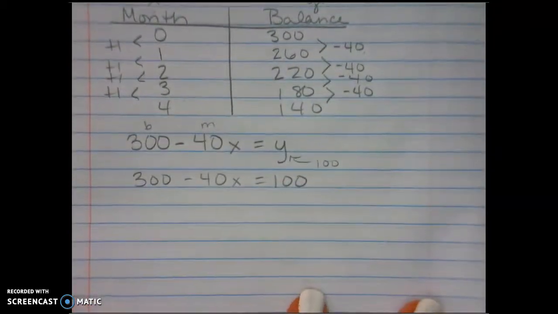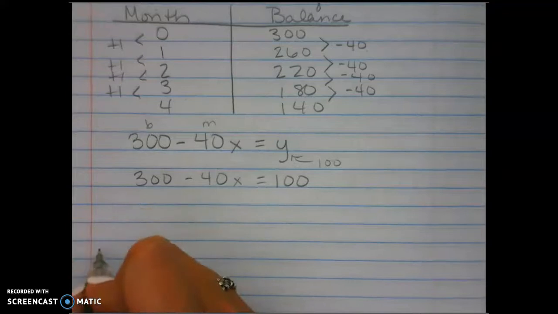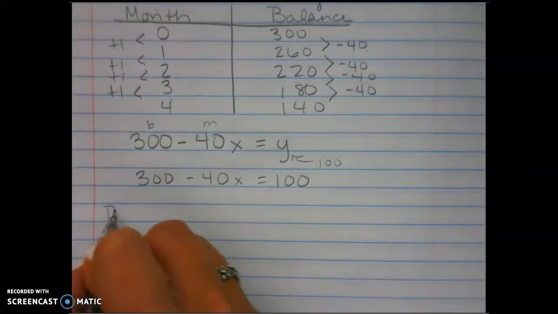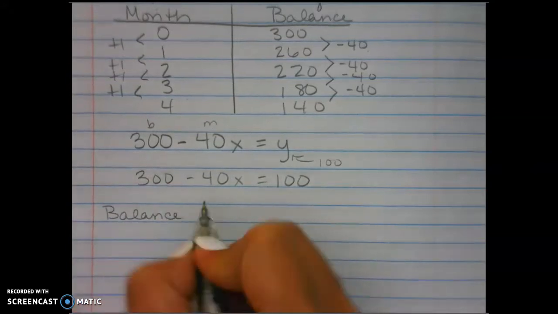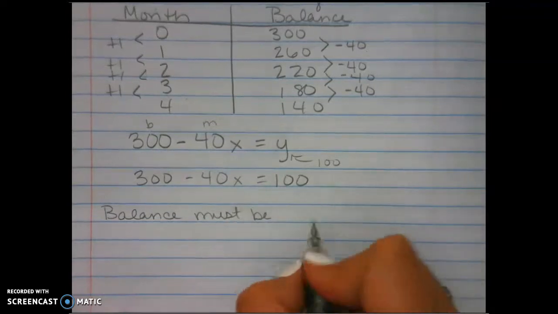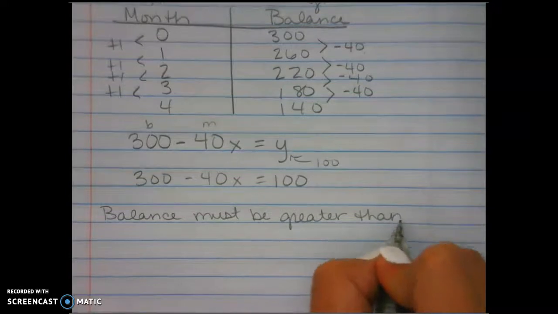Right? So it says the bank will close the account if the balance falls below $50. To keep the account open, the balance must be greater than or equal to $50. So, greater than or equal to.